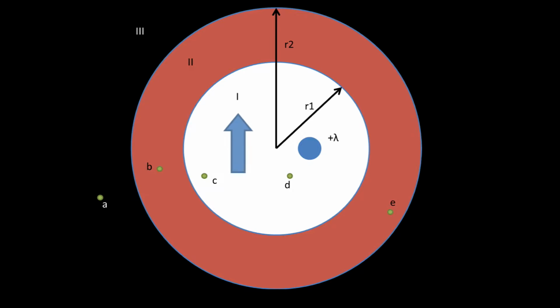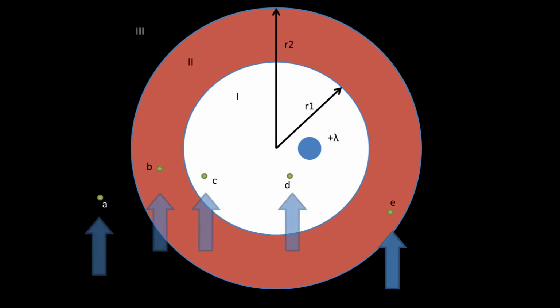Then we see region 1 is the white area within the red ring, region 2 is the area of the red ring itself, and region 3 is just outside, with R1 being the radius of the white area inside of the ring, and R2 being the radius to the outside of the ring. We also see points A, B, C, D, and E scattered throughout.